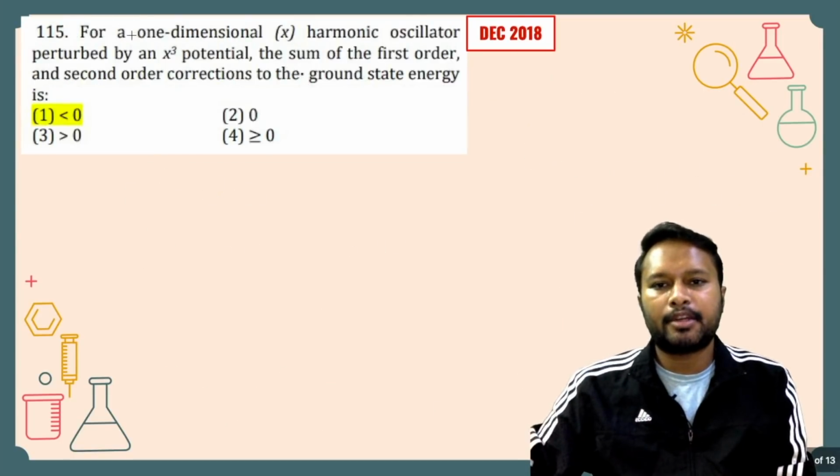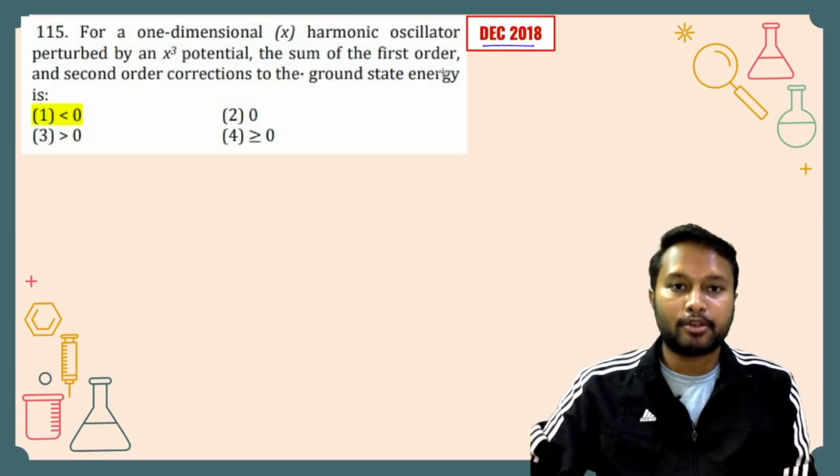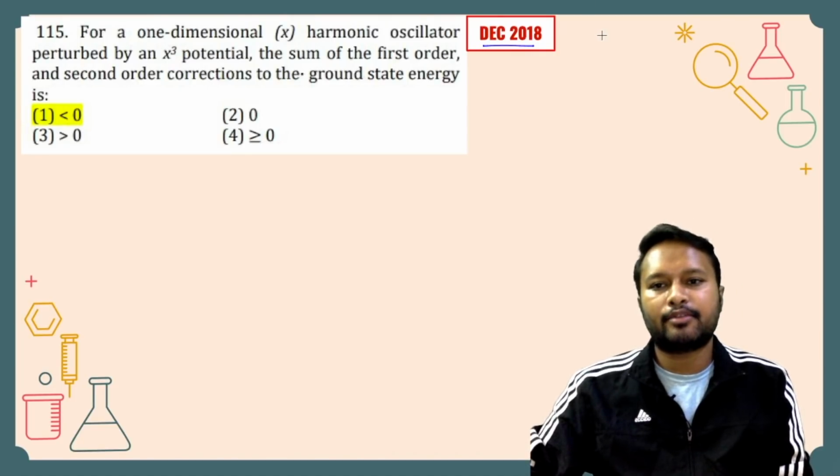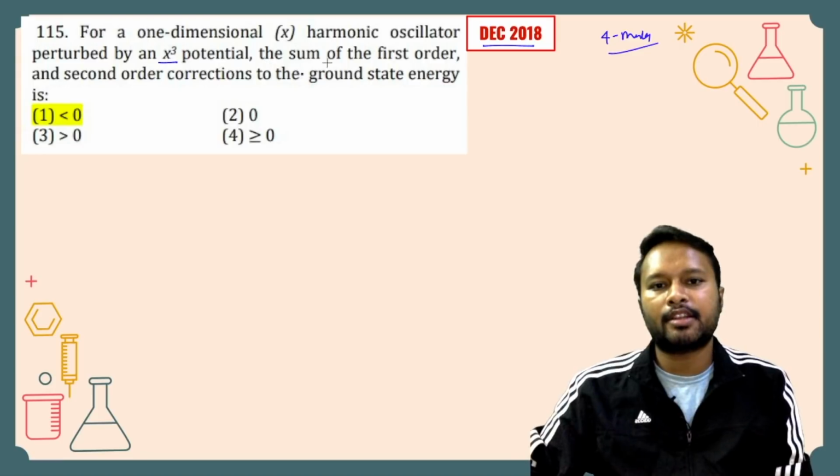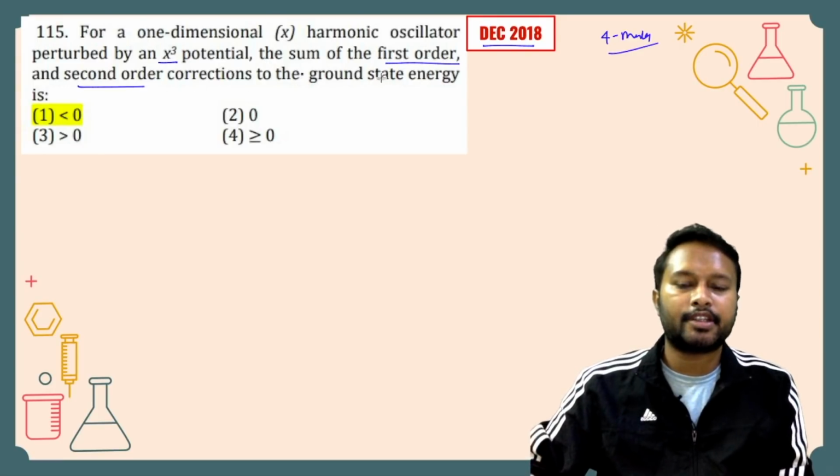Alright, let's take this particular question which was asked in the CSIR December 2018 exam, and this was again asked for 4 marks. The question says: for a one-dimensional harmonic oscillator perturbed by an x cube potential, the sum of first order and second order energy correction to the ground state energy is.